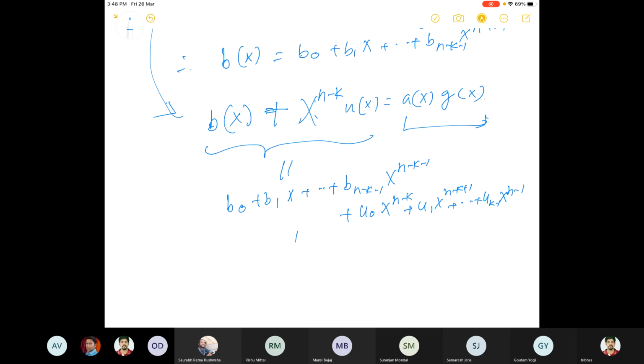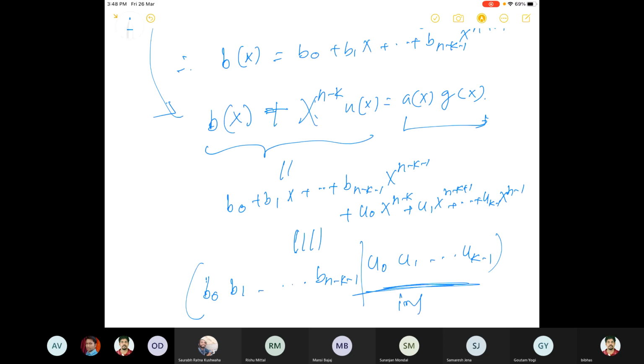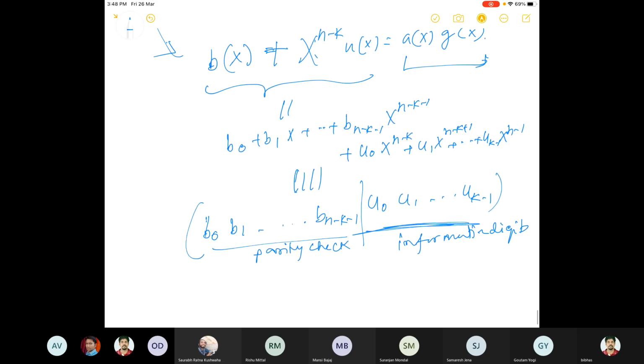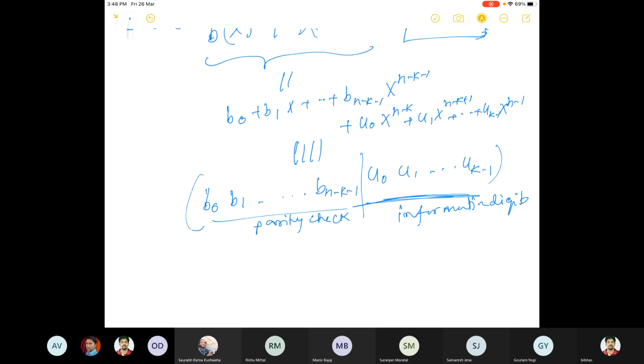So what is our corresponding code word? Code word is b0 b1 bn minus k minus 1 u0 u1 uk minus 1. So this is the information part, information digits, and this is the parity check digits. So this method is also called systematic. See why systematic? Because this will be of this particular form. All the information digits will be at the right hand side, and all parity check digits will be at the left hand side.